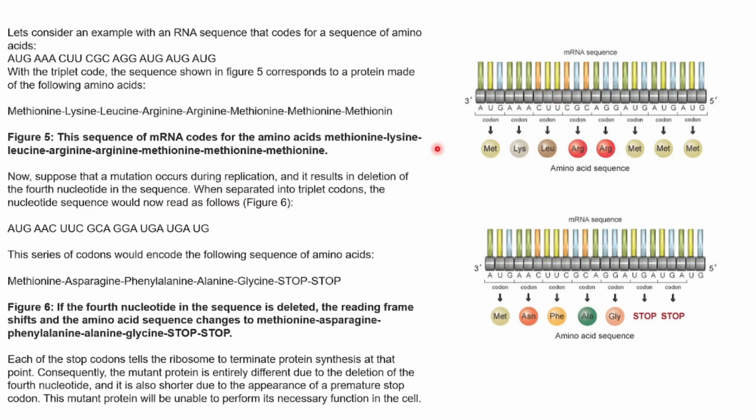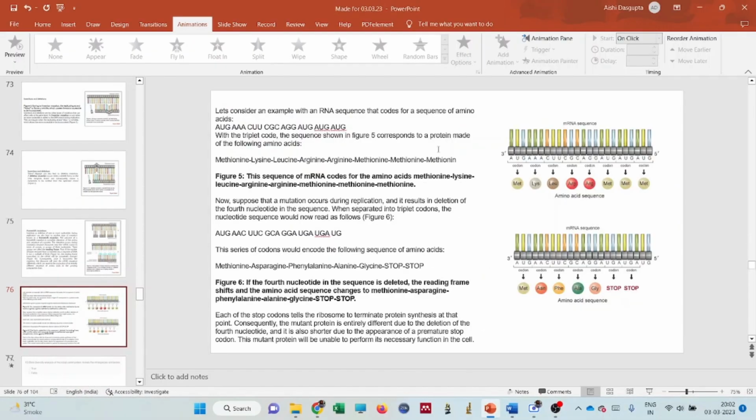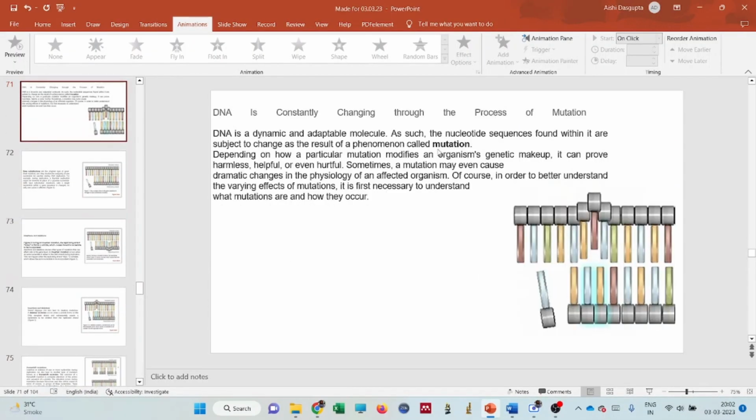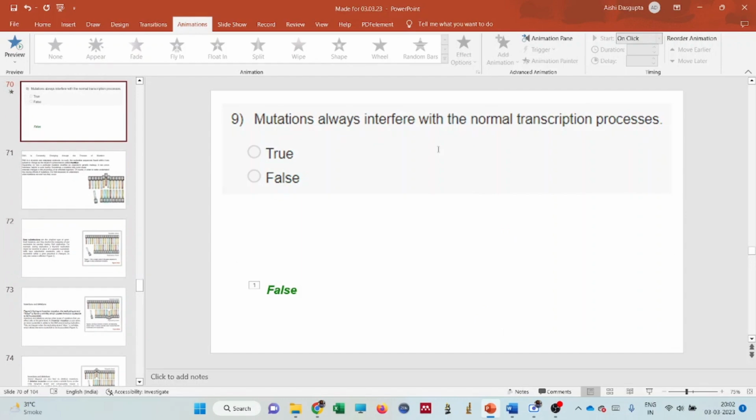So we'll stop here. These are the types of mutations that we have discussed in today's class. According to the question, the way I interpreted it was that some mutations might lead to interference of the normal transcription process, but not all mutations will interfere with the normal transcription process. So that's why this particular statement is not correct, it's false.